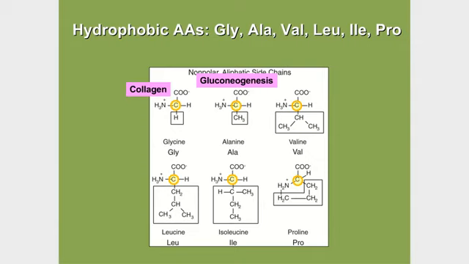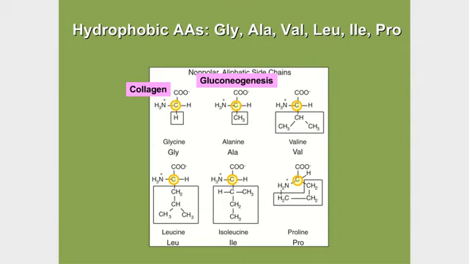Alanine will leave the muscle cells, get into the bloodstream, and from there, the alanine will head over to the liver, and in the liver, the amino group is removed to make urea, and the 3-carbon skeleton is pyruvate, which then goes into the pathway of gluconeogenesis to try to maintain blood glucose.